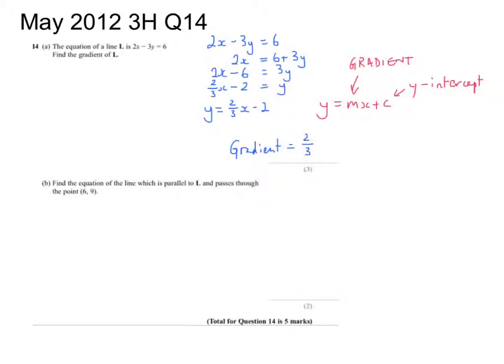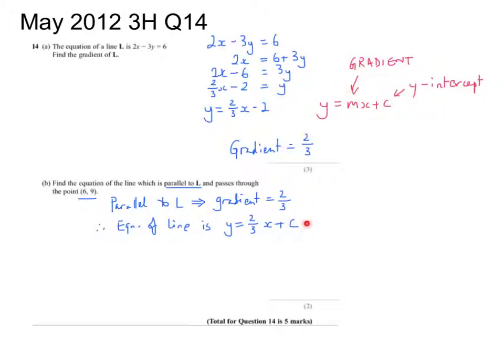For part B, I'm looking for a line that's parallel to L, that's the first thing to note, and it passes through this point. So I'm going to use those two bits of information separately. The first piece of information is that if the line is parallel to L, it must have the same gradient, so the gradient's also 2/3. That means if I was writing down the equation of this new line, I'm going to write it as y equals 2/3 x plus a constant, and that's going back to this y equals mx plus c.